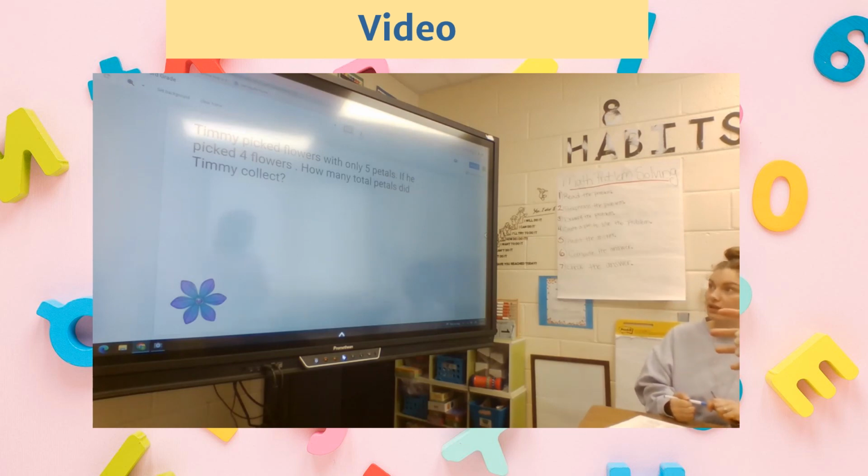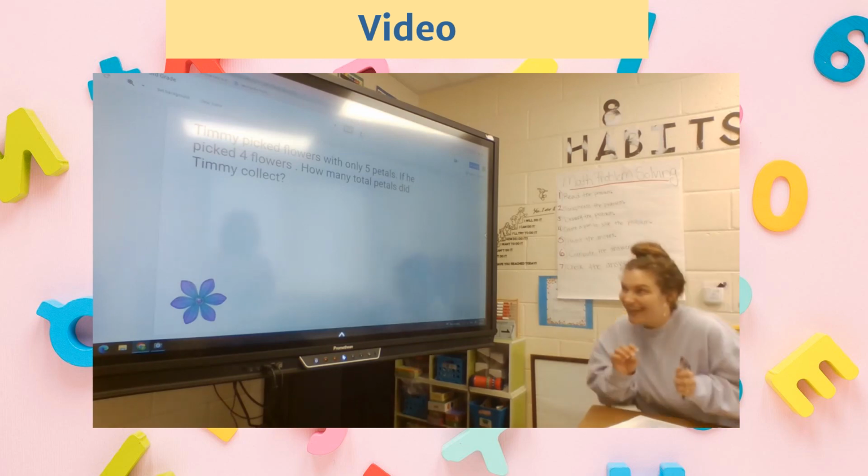Yes, I think so. What's the next step? To paraphrase the problem. Okay, which means to tell the problem in your own words. So Timmy picked some flowers, they were 5-petaled flowers, and he had 4 of them, but I don't know how many petals there were total on all of these flowers. Good job. The next step is to draw the problem. All right, so go ahead and draw the problem. Yay, okay.